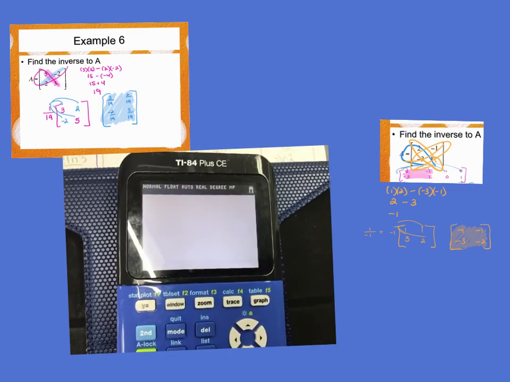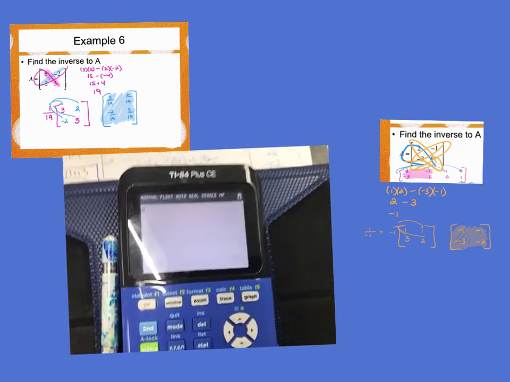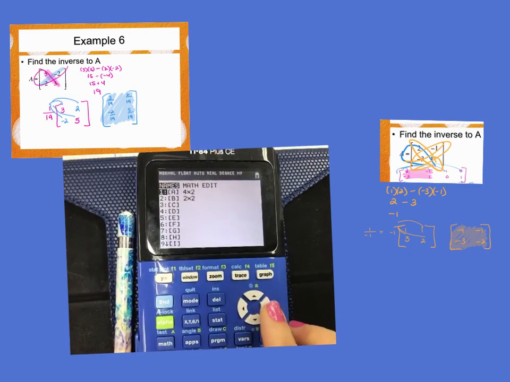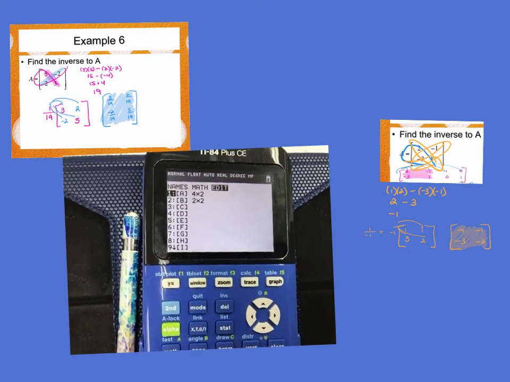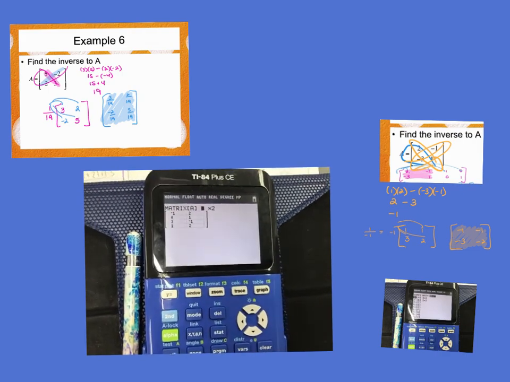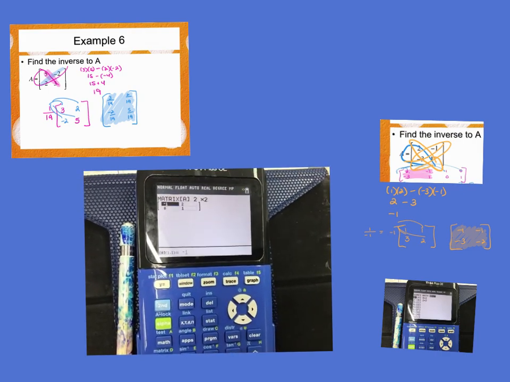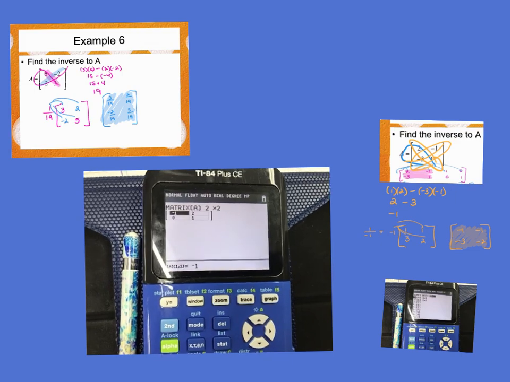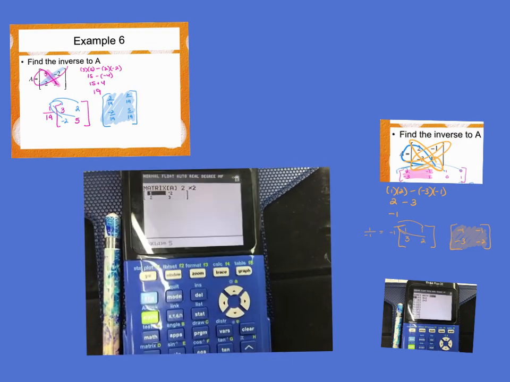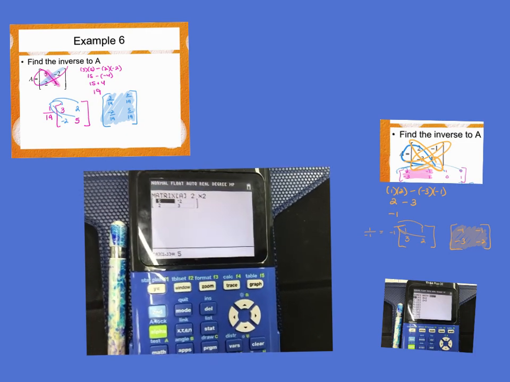So if I want to find the inverse of example 6, I'm going to go to my matrix menu. I'm going to go over to edit. I'm going to grab that first one. I'm going to change this to a 2 by 2 because that's what we're dealing with. I'm going to type in 5, -2, 2, 3. There's the matrix I started with.